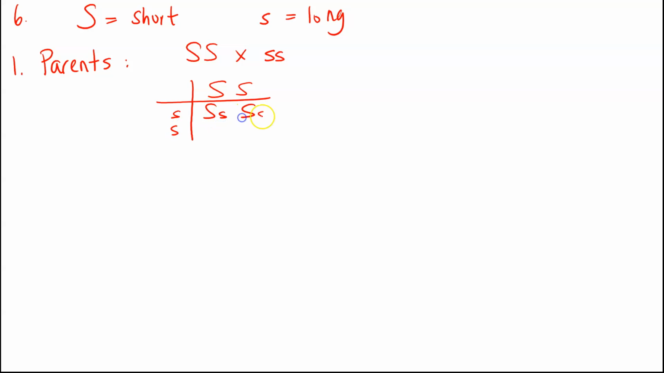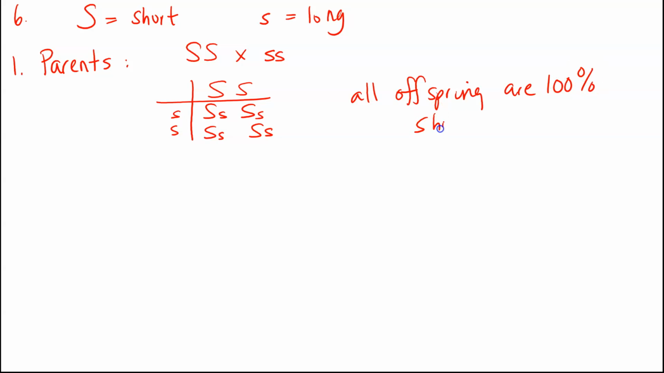Okay, let's do the cross, big S, little s. We do the cross over here, and basically all the offspring are going to be 100% short beak. Okay, so this is not going to work to produce 50% of the offspring having long beak. So let's do the next one. Let's try a different combination.